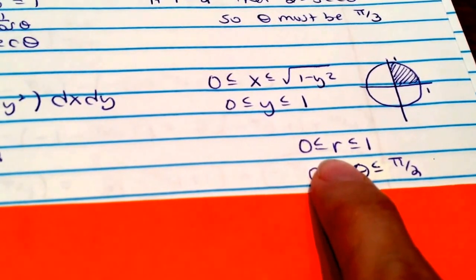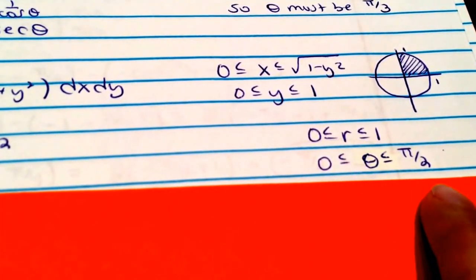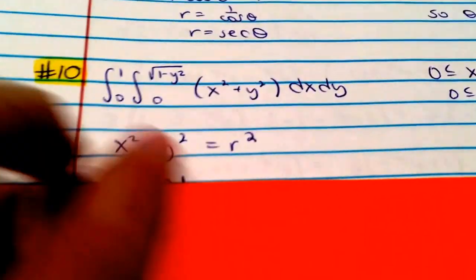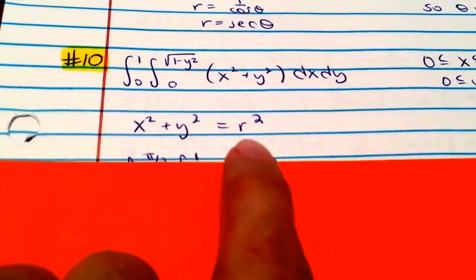Okay, and then for your function, oh, I guess I could finish my bounds. Okay, if this is the unit circle, then the r is between 0 and 1. And if it's in the first quadrant, then the theta is between 0 and pi over 2. So the picture helps you to be able to figure that out. And then for your function, here's my function. That's the same thing as r squared. X squared plus y squared is the same thing as r squared.